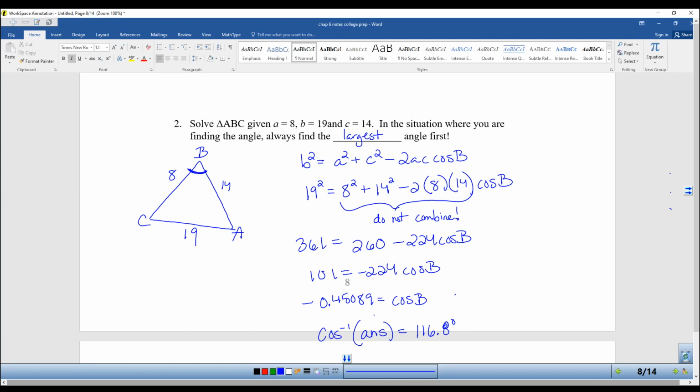So now that I have this one, I don't have to use law of cosines again. Now I can finish the problem with law of sines, because I have a matched pair. So 19 is to sine of 116.8 is equal to, doesn't matter which one we do next, let's just do A, 8 over sine of A.